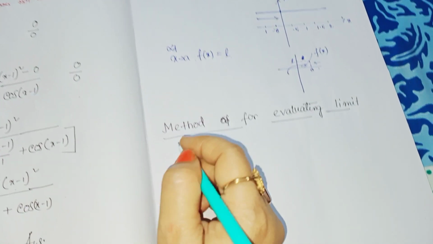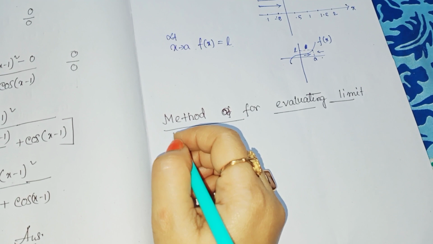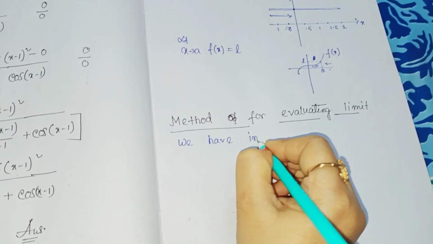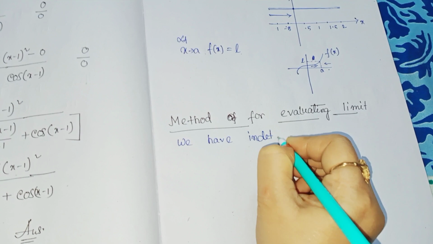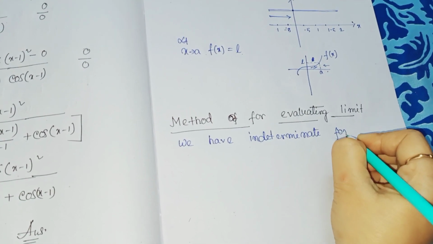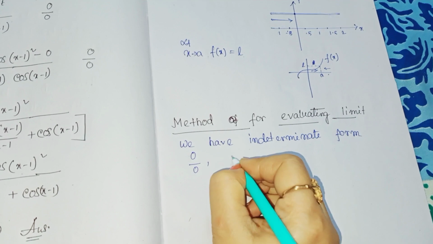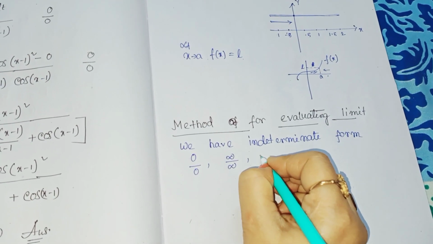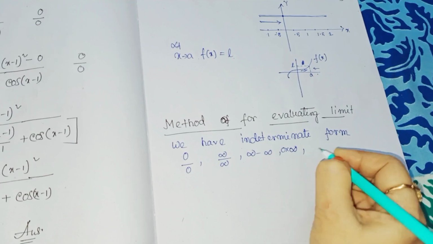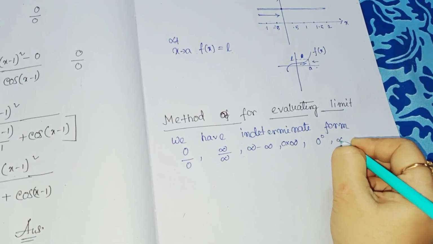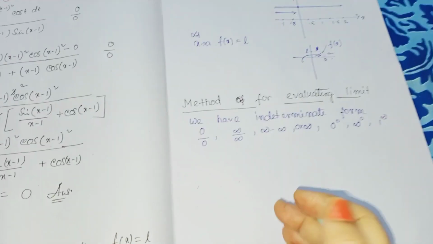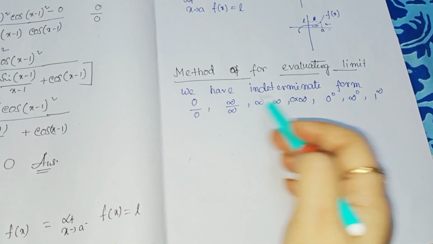At first we study what the indeterminate forms are. The indeterminate forms are 0 by 0, infinity by infinity, infinity minus infinity, 0 into infinity, 0 to the power 0, infinity to the power 0, 1 to the power infinity. So these are the indeterminate forms.